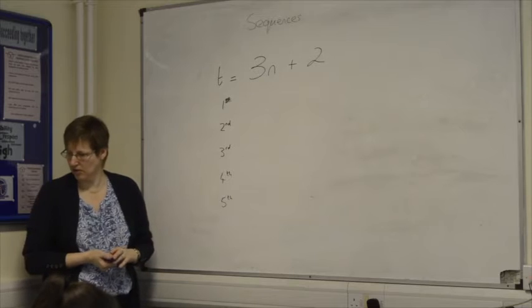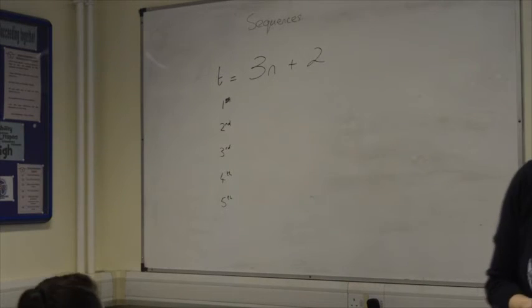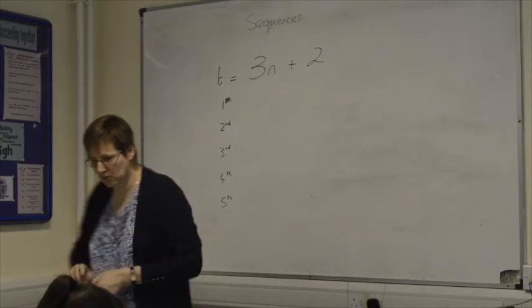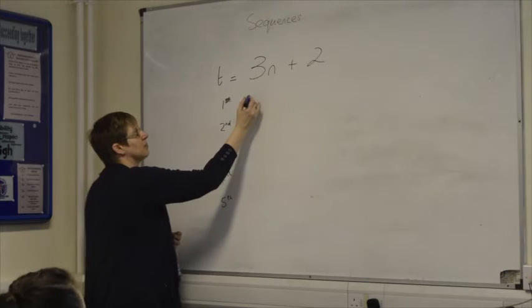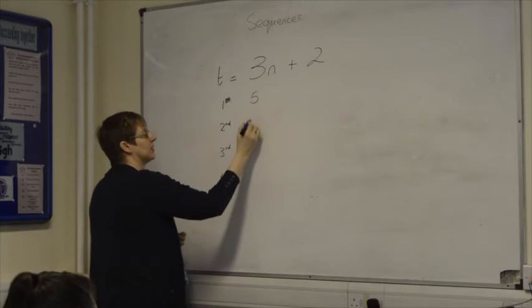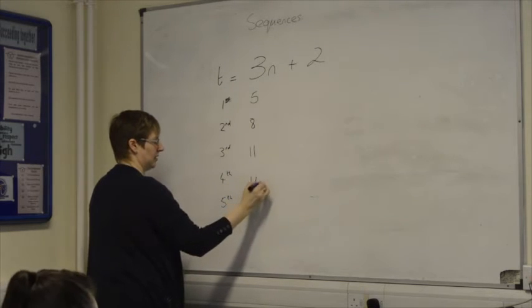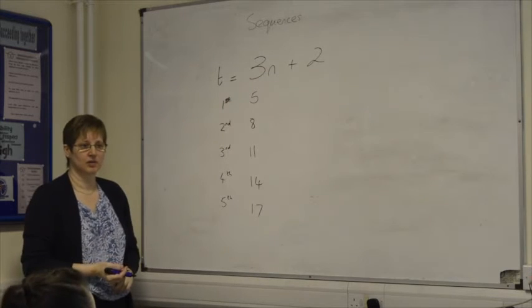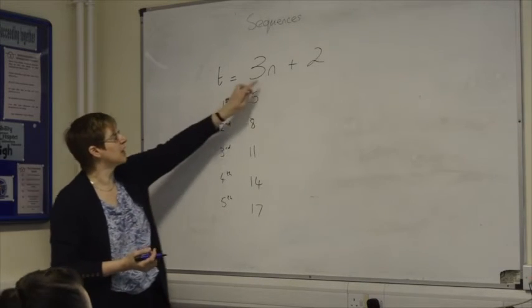That's looking good so far. Yeah, I can see that. That's good. Excellent. Well done. Very good. Put your hands down for me because I think you've all got there. Charlotte, what did you write down for the first term? 5. And then the next one? 8, 11, 14, 17. Very good. And how did you know that the first one was 5? I did 3 times 1. Yes, plus added 2. Very good. 3 times 1 plus 2.